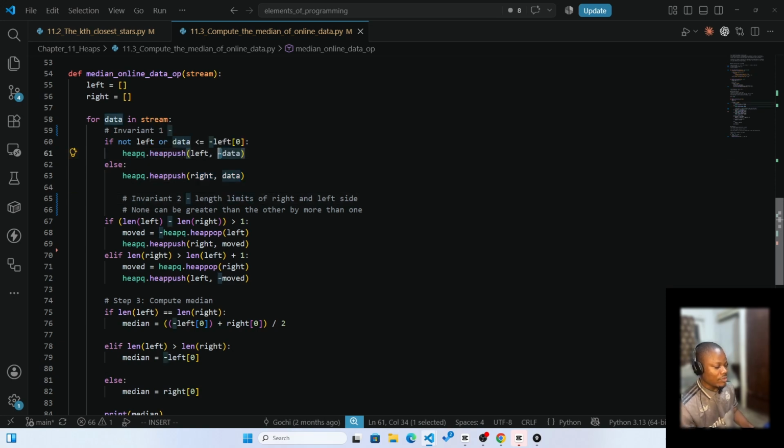So I would like to break down why we are using minus again. The reason we use minus for the left heap is because it's a max heap. Just as we've alluded to before, this heap model that we're using here, or the package we're using here, does not release a max heap.